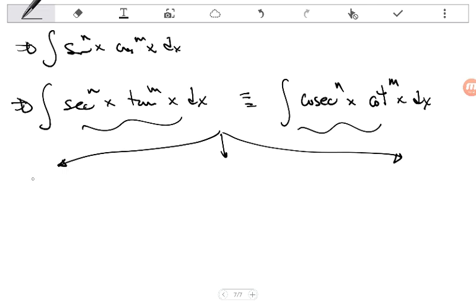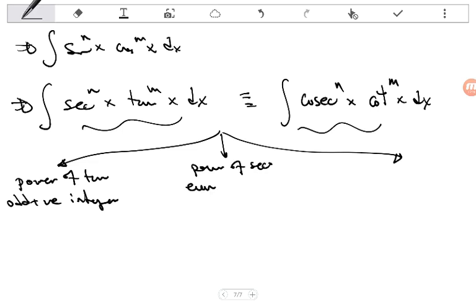If I have the power of tan a positive integer, that is one case. The other case is the power of sec positive: the power of tan is odd positive integer, or the power of sec is even positive integer. And the other case is otherwise.